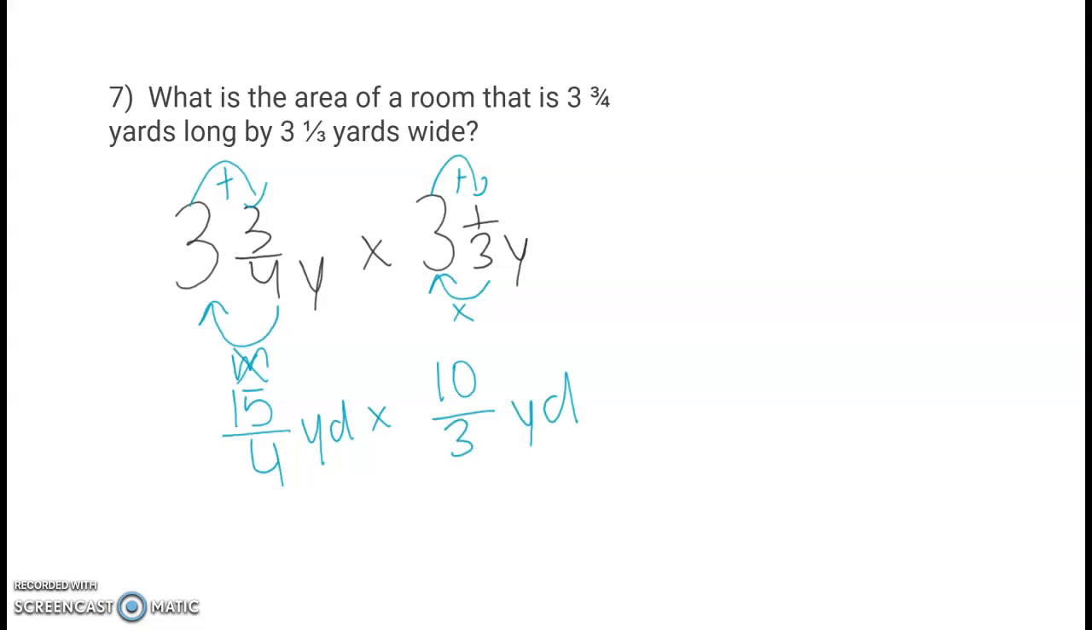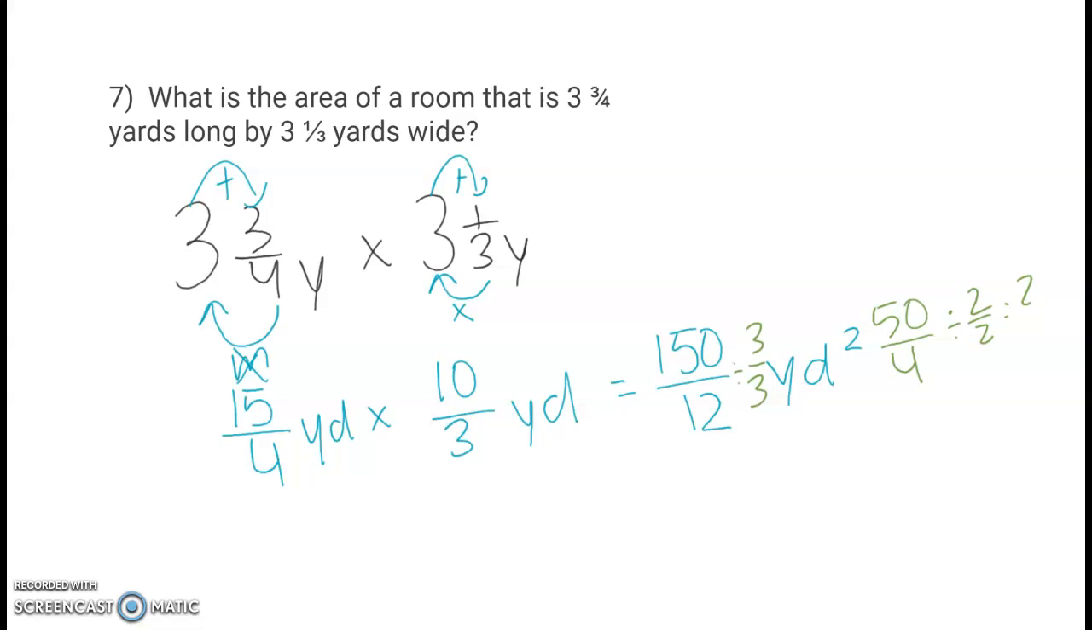I'm going to go ahead and multiply across. 15 times 10 is going to be 150. 4 times 3 is going to be 12. Yards times yards is going to be yards squared. And then I realize that I can simplify these. I can divide these both actually by 3. If I divide these by 3, I'm going to have 50 over 4. Those are both even numbers, so I can divide those by 2. And I'll have 25 over 2.